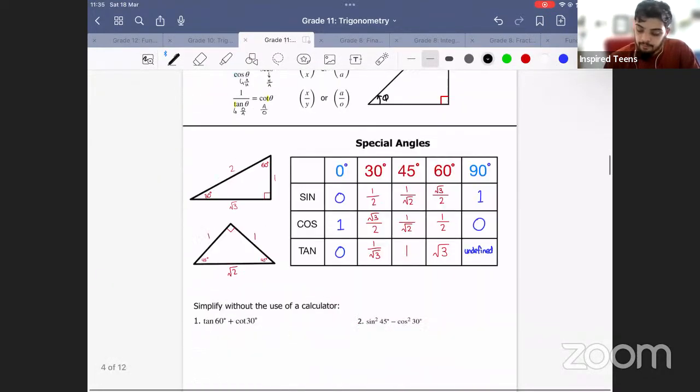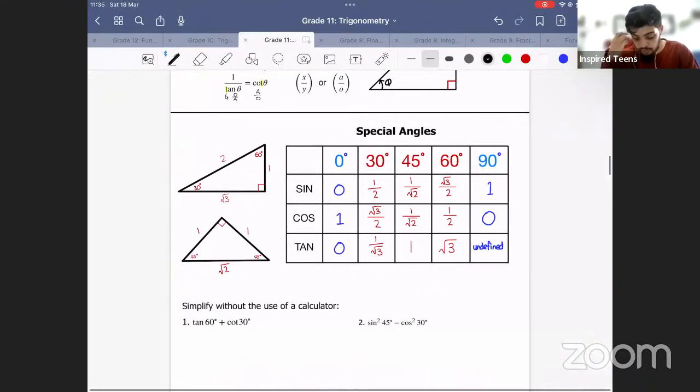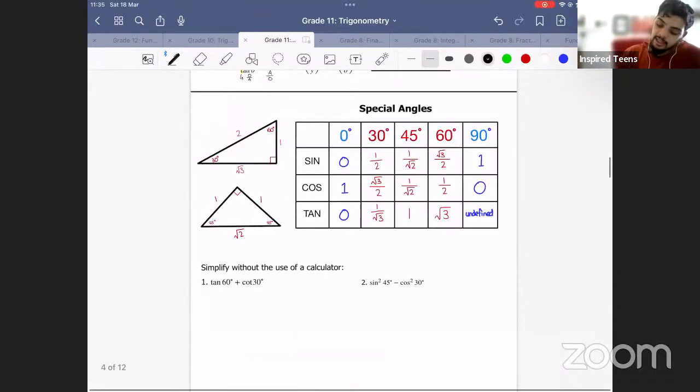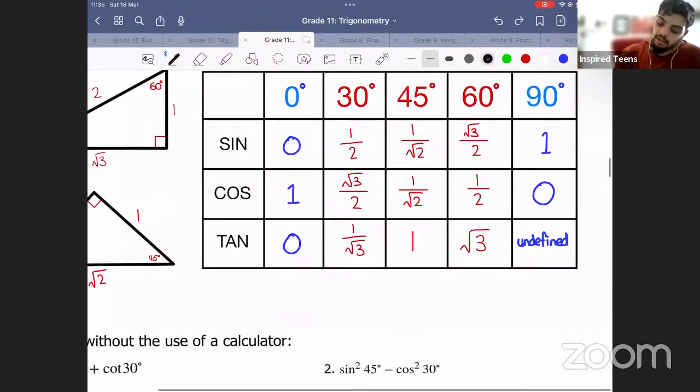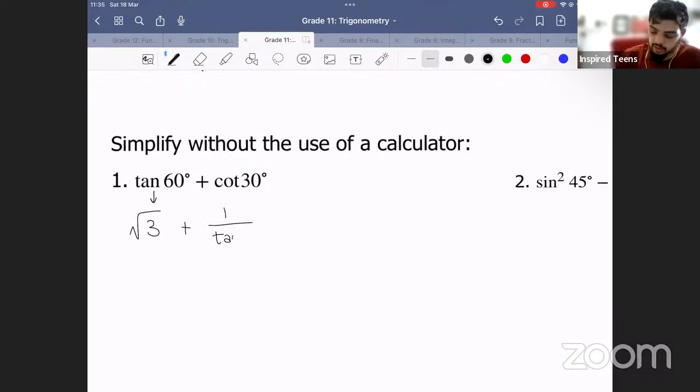Let's move on. We discussed reciprocals, and we discussed special angles, which you need to know. Simplify the following without the use of a calculator. Tangent 60 is actually √3. You write √3 directly because you should know it. Cot 30: cot is the inverse of tangent, so this is 1 over tangent 30. This is equal to √3 plus 1 over tangent 30.